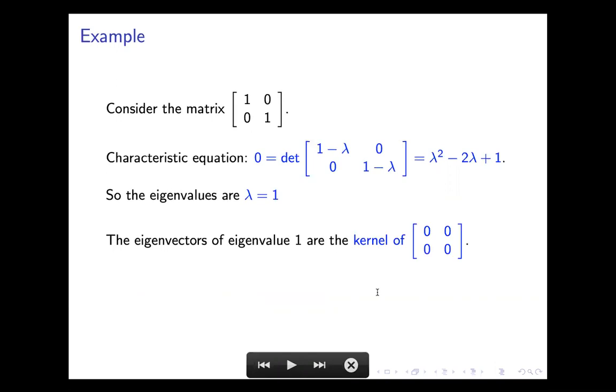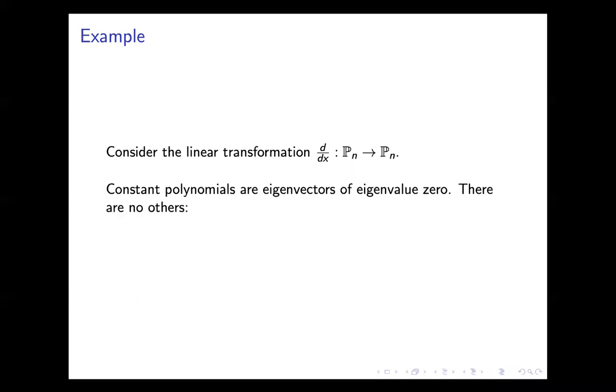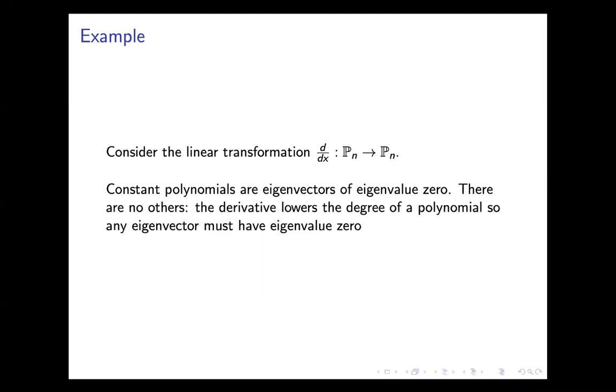Okay, so here, that's right. Now, let's keep doing examples. Take the linear transformation which is the derivative. It acts in the space of polynomials of degree up to n to itself by differentiating each polynomial. The constant polynomials are eigenvectors of eigenvalue 0, and there are no others. The derivative lowers the degree of a polynomial, so any eigenvector must have eigenvalue 0, hence be a constant.